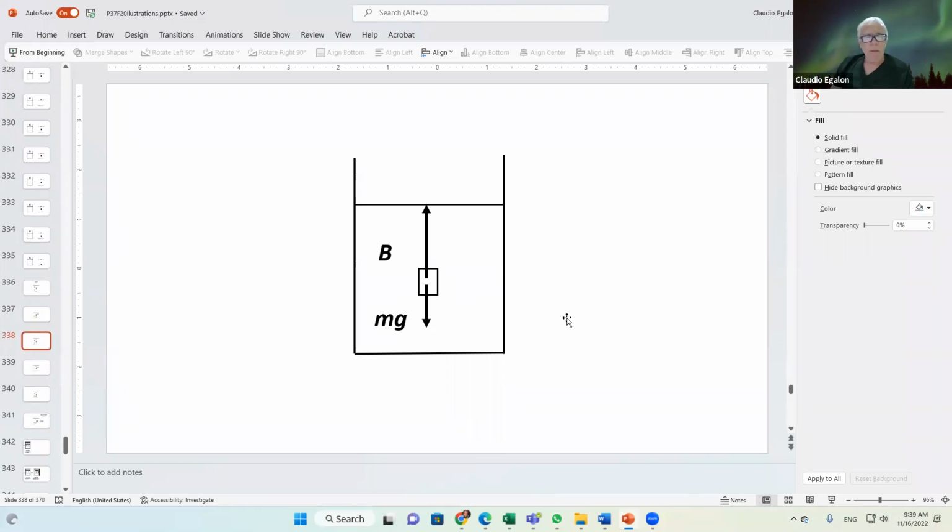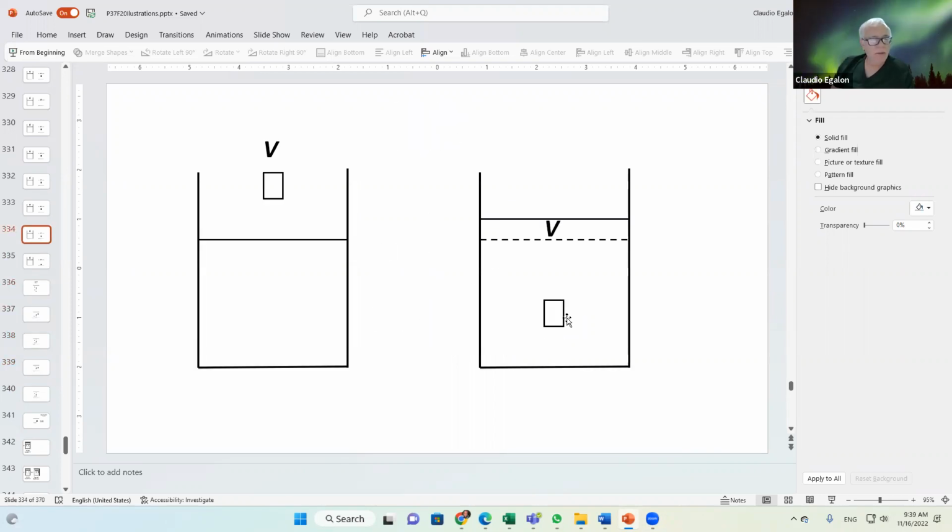Here's the case of an object that floats. The buoyant force is greater than the weight. Okay. If you have something like that, the net force is going to be upwards and the object is going to move upwards, just like you saw before. So I can put it here in my drawing, right? Here you go. Object sinks.